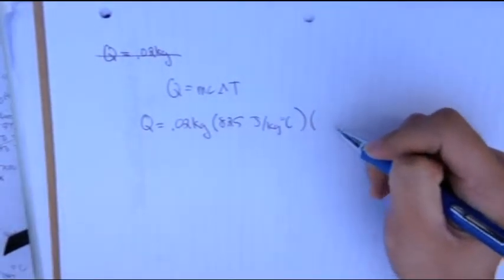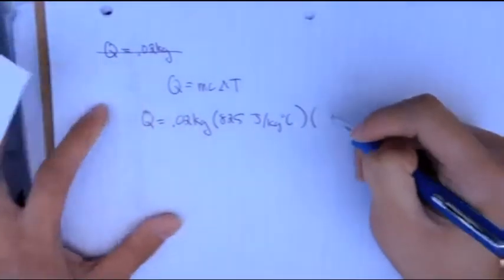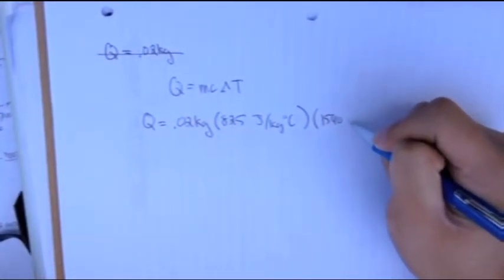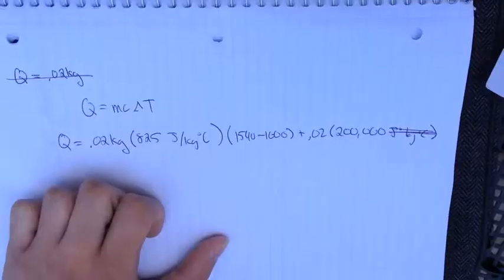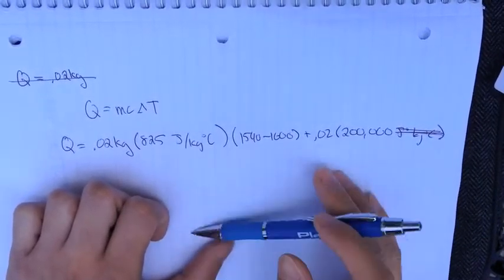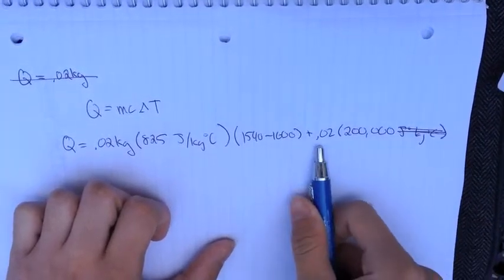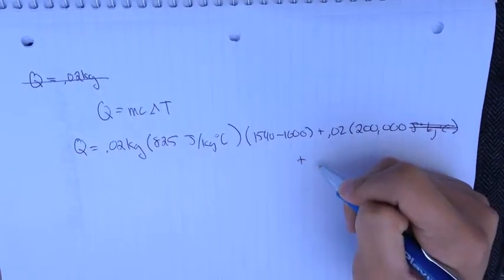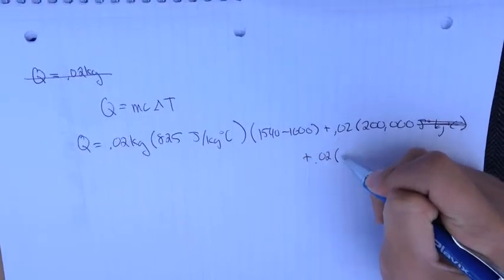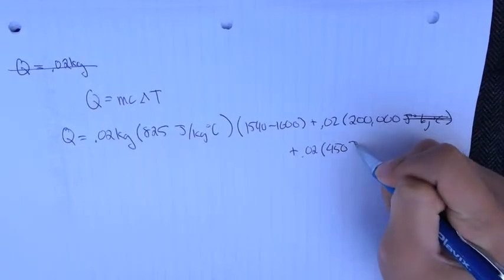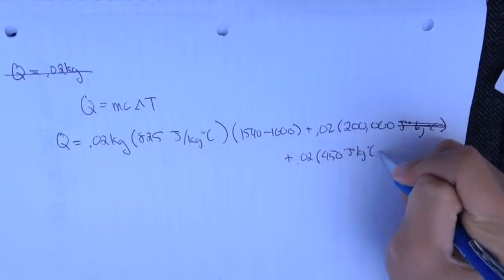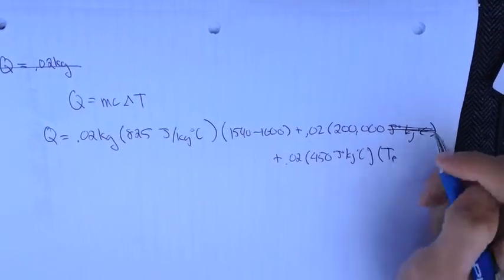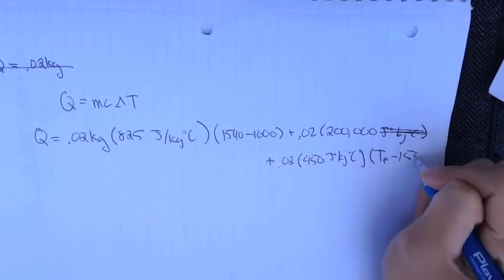And the change of temperature is going to be 1540, that's the melting point, minus 1600. That's the initial temperature given. Alright, so this is going to be the energy required to change it from liquid to solid. So it's 0.02 times 200,000 joules, and you're going to add that to 0.02 times 450 joules per kilogram Celsius, that's the specific heat, times TF minus 1540.